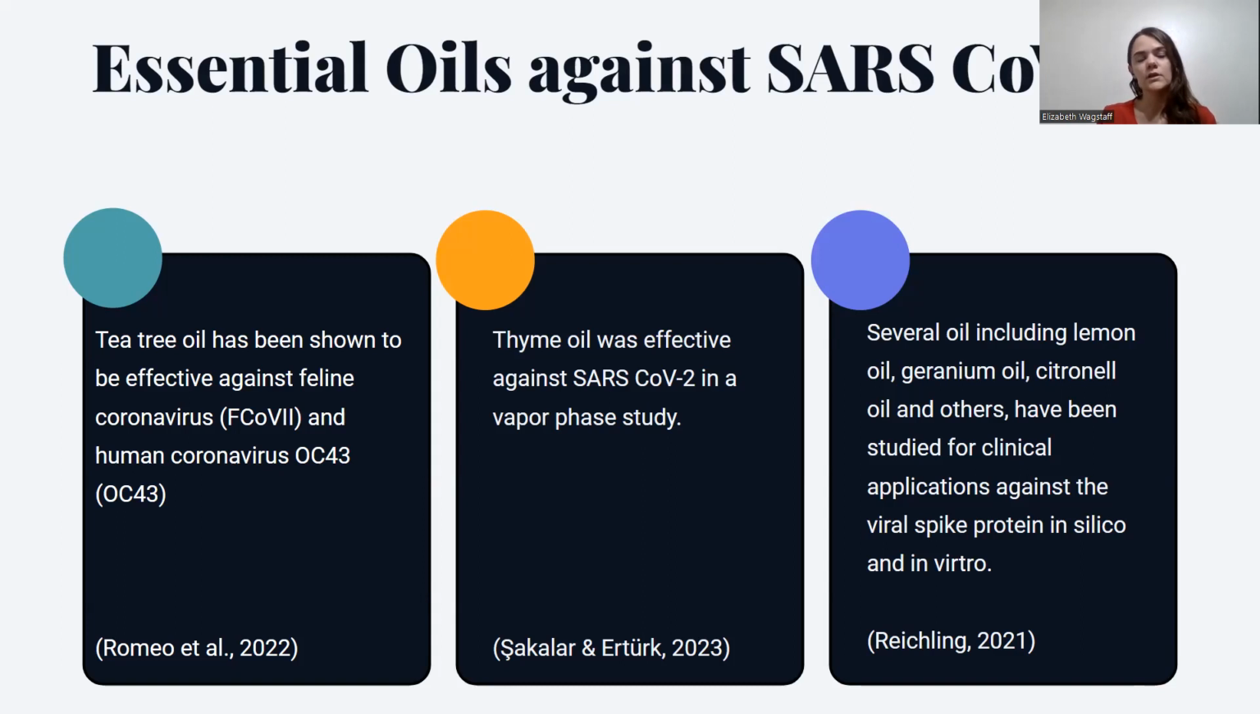Just recently, a research study was published which showed that thyme oil was effective against SARS CoV-2 in vapor phase. And then in 2021, a researcher identified that several oils, including lemon oil, geranium oil, citronella oil, and others, have been studied for clinical applications against the viral spike protein in silico and in vitro. That wasn't used as a disinfectant, but as a clinical study in that case. And there are several others in addition to these, but each were performed with different essential oils and different study conditions.